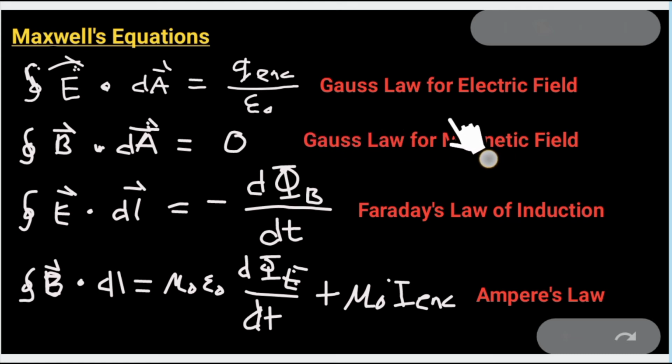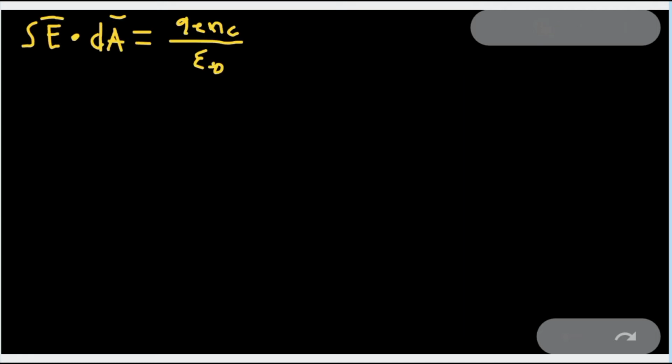It is all about Gauss's law for the electric field, Gauss's law for the magnetic field, Faraday's law of induction, and Ampere's law. So, let's have a brief overview of these four equations. Let's begin with Gauss's law for the electric field. In this equation, it is the integration of the electric field dot dA, which is equal to Q enclosed over the permittivity of space.